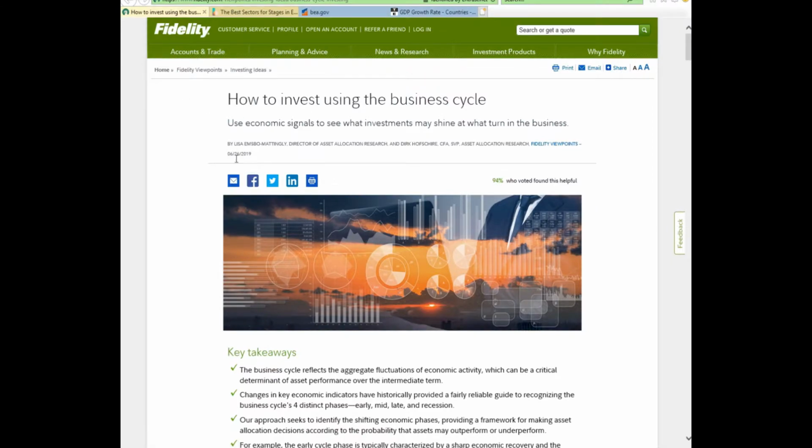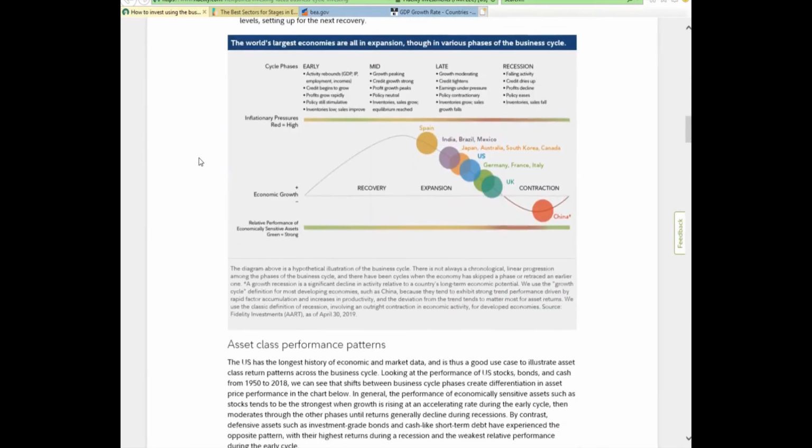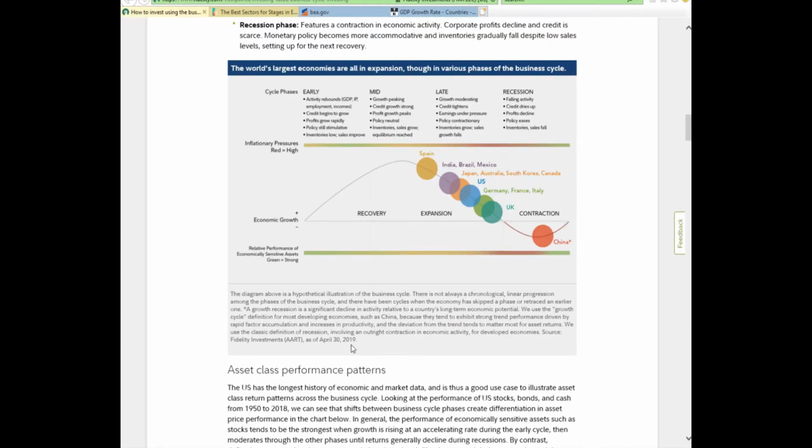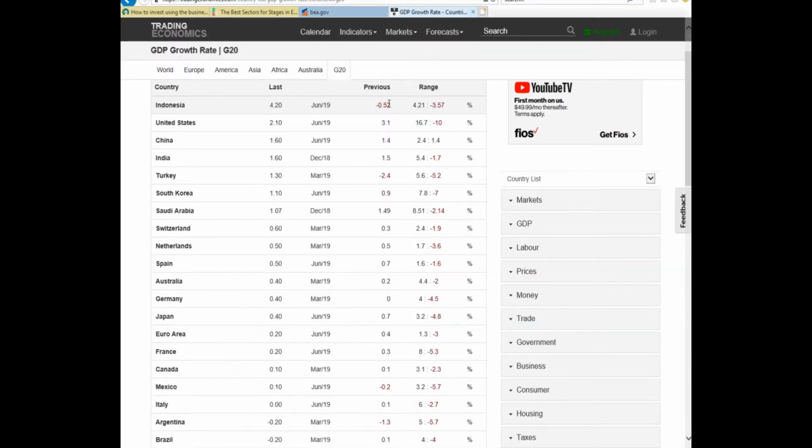So Fidelity put out an update from June 2019. As of April 2019, Fidelity pegs the US in a late expansion phase, as well as most of the other countries of the world. In China, that's going through its recession or its contraction of its GDP. When looking at world GDP, the United States is still expanding, but starting to reduce the rate of expansion. And many of the other countries are right around zero.